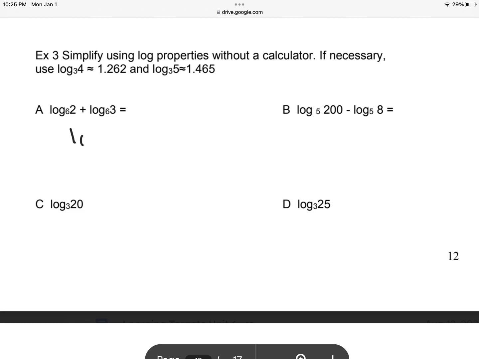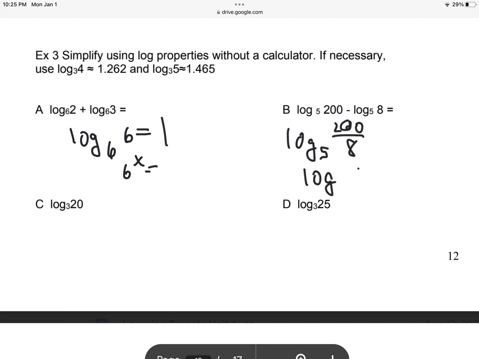Looking at this first one, it's addition. So I can combine the 2 and the 3 across multiplication. So that's the log of 6, base 6. So 6 to what power is going to give me a 6? So this is just going to be a 1. Next one, we're going to have the log of 200 over 8, base 5. Well, 200 over 8 is just 25. So 5 to what power is going to be a 25? That's going to be a 2.